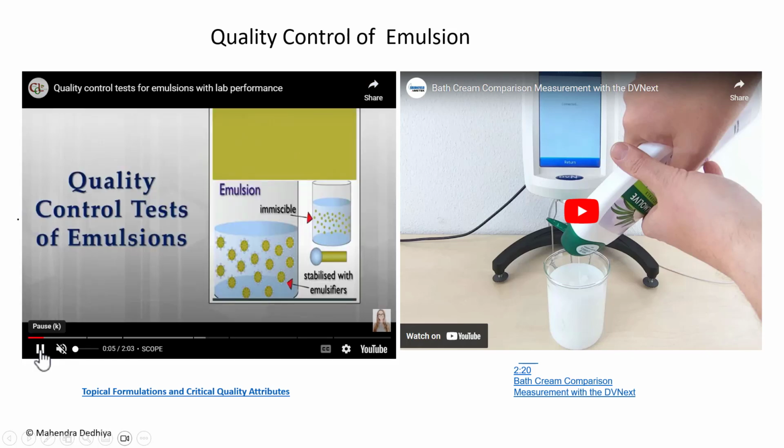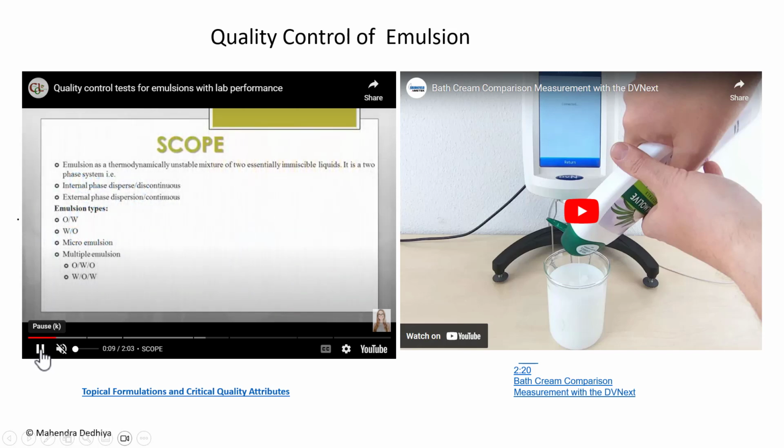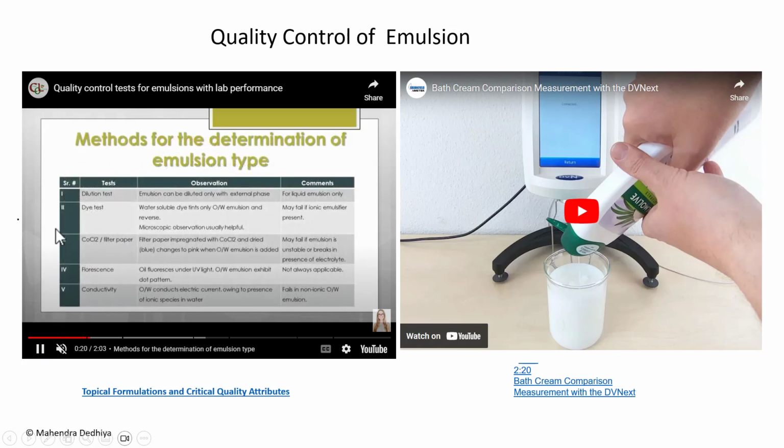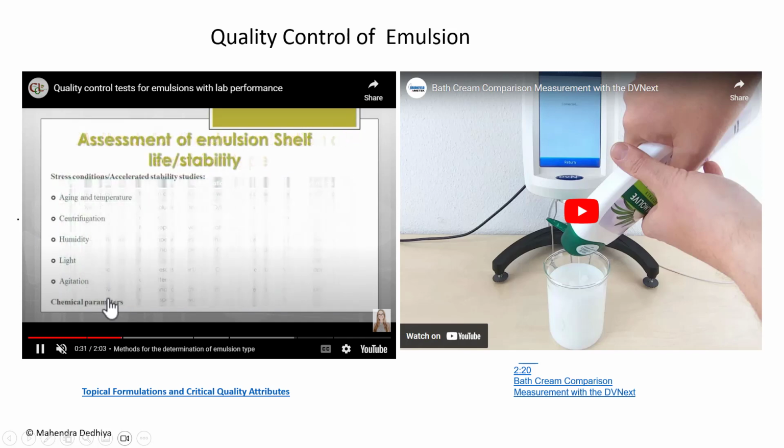Emulsion quality control test. In this case, specifically, we are interested in type of emulsions. And we have looked at these type of emulsions in previous slides: oil in water, water in oil, microemulsions, multiple emulsions. The test methods generally used are: dilution test, dye test, filter test, fluorescence, and conductivity test. These tests have limitations.